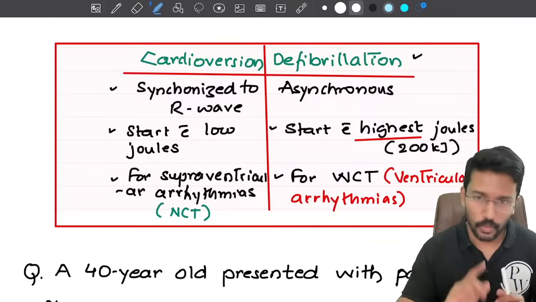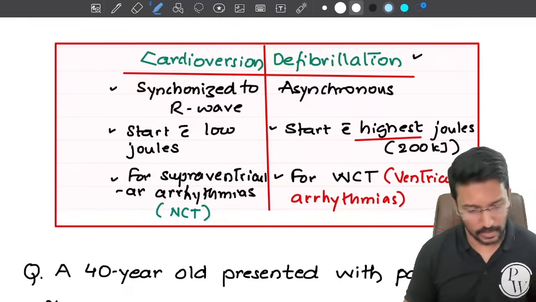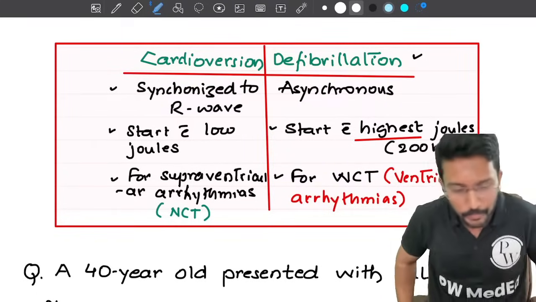QT prolongation is, yes, one of the findings of the torsade. Yes, it is related to potassium channel blockers.